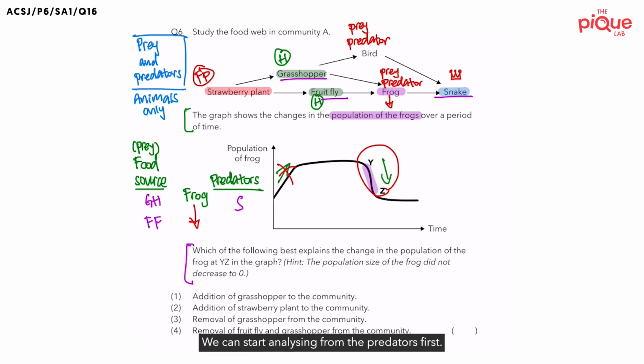We can start analyzing from the predators first. For the frogs' population to decrease, should there be more predators or fewer predators feeding on the frogs? There should be more predators feeding on the frogs. Which means that if I were to annotate the population of snakes, should I annotate an increase or decrease in the snake's population? I should annotate an increase in the snake's population, and we will do that in the food web as well. And this will show us that there are now more snakes feeding on the frogs, causing the population of frogs to decrease.